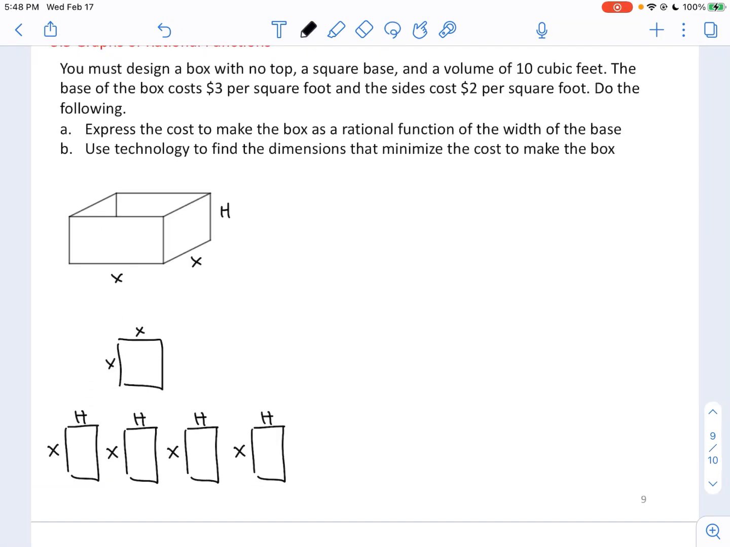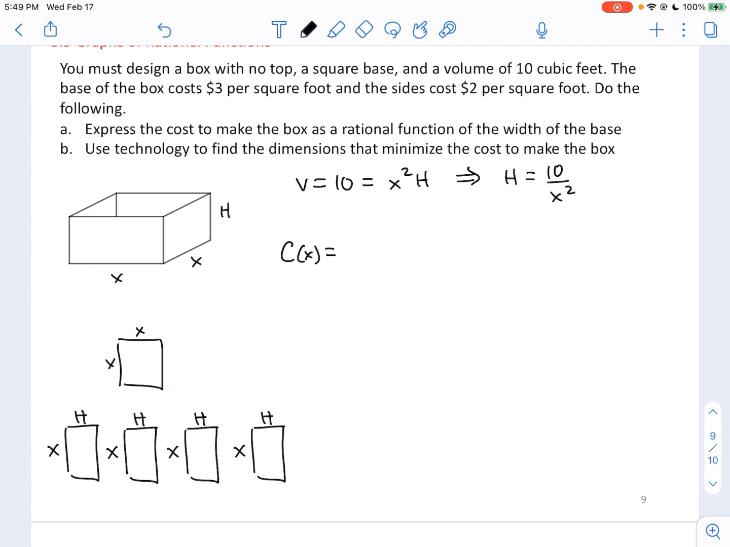Okay, we know that the volume has to be 10, and the volume is also x squared times h. This tells me that h can be calculated by doing 10 divided by x squared. Now let's do the cost. We'll use cost as a function of the width of the base, because the width of the base we're using is x. So we have to do the cost of this one plus the cost of these sides.